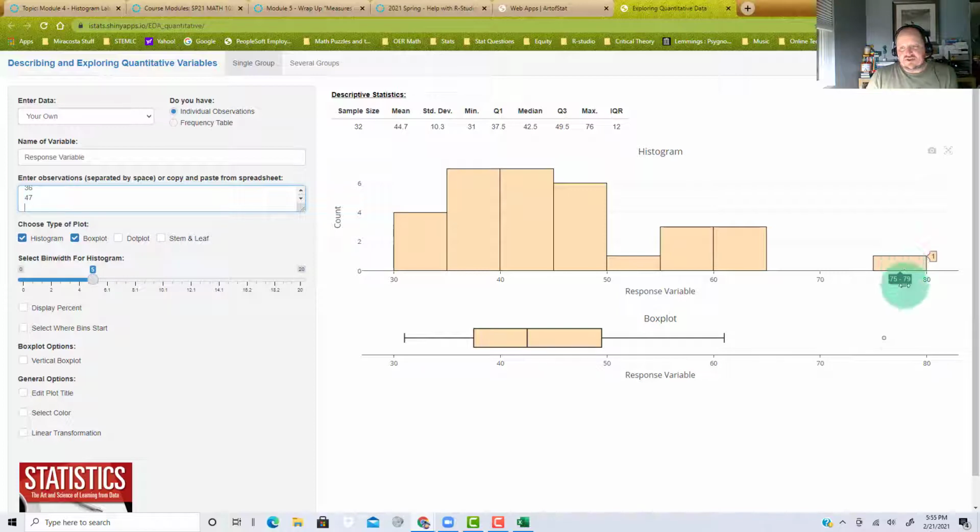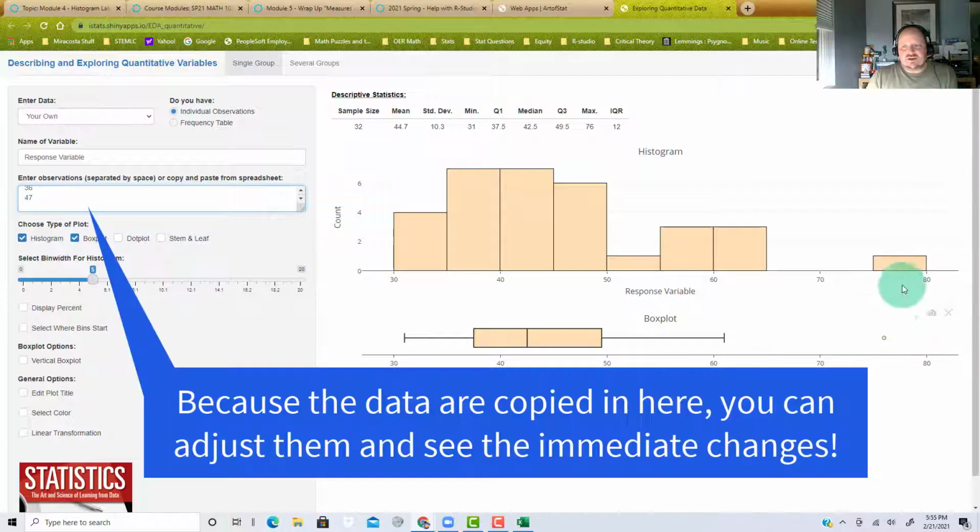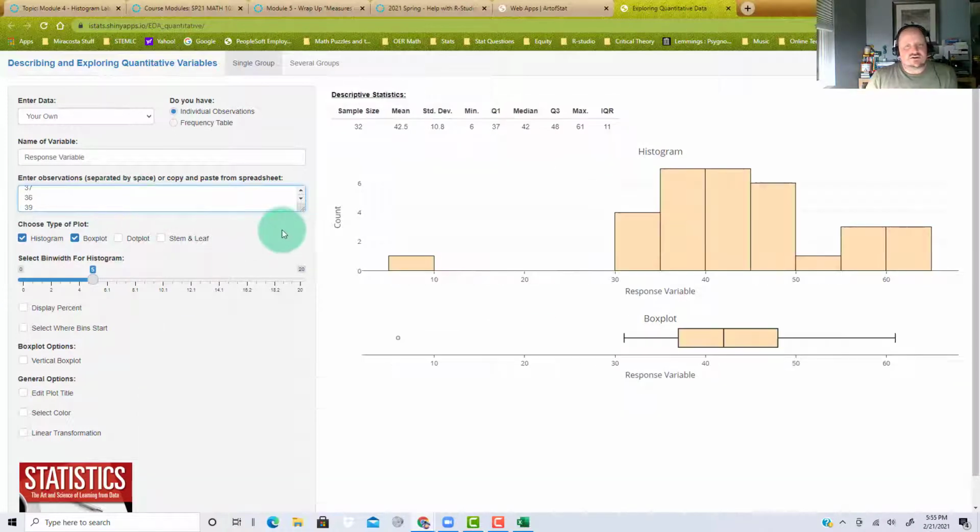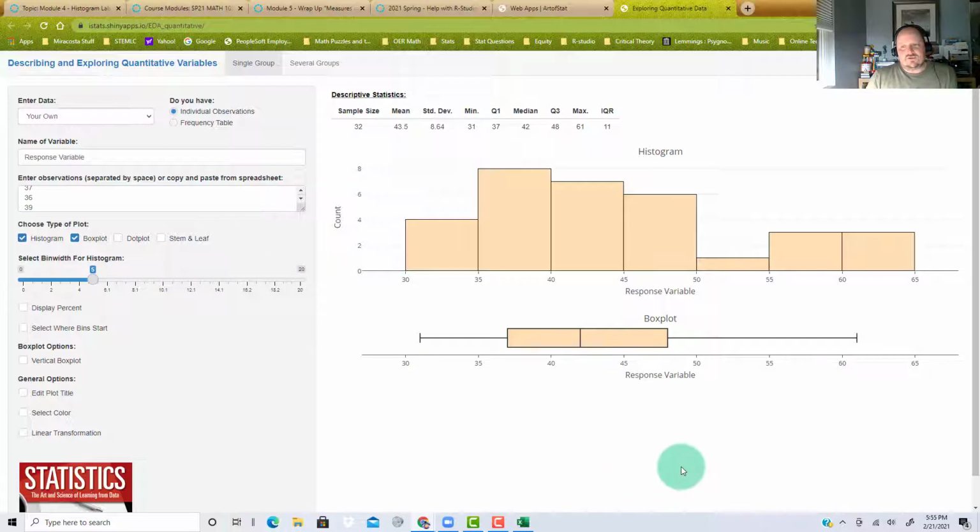If this person's age, which looks like it was right around 76, was incorrect and was actually supposed to be 36, maybe someone typed it in wrong, you could go in here to the data and change it to 36, and take a look at what happened. All of a sudden, the median is now 42, and the mean is 43.5. They are much closer together, because we removed an outlier that was pulling the mean up towards the top. So those are the big basics between those two measures of center.